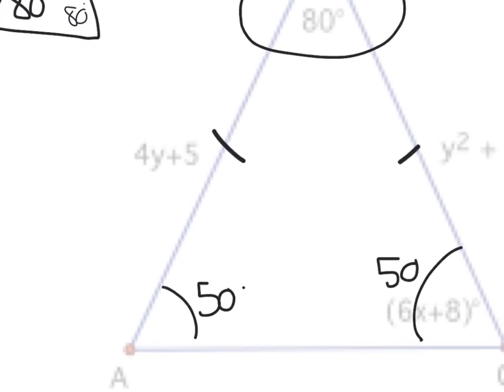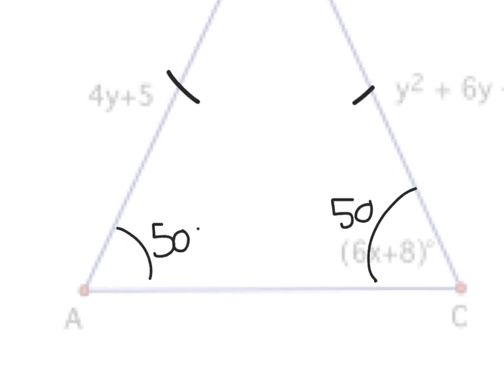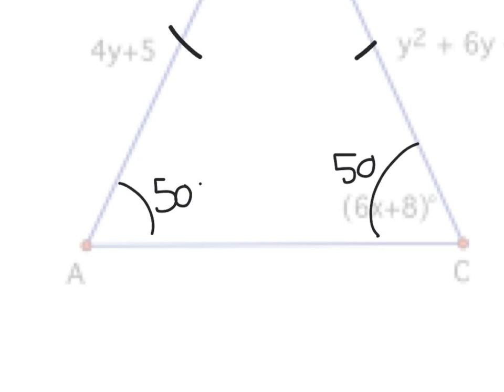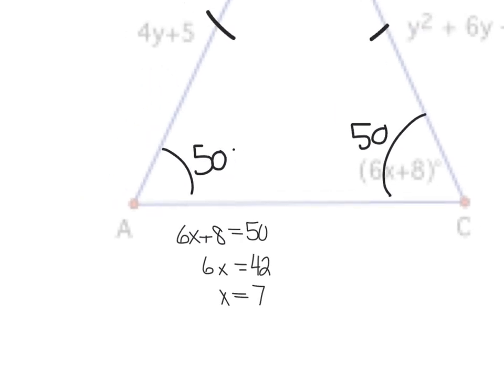So anytime you have an isosceles triangle, you only need one angle and you can find the other two missing angles. So again, here, the vertex angle was 80. That means the base angles have 100 degrees to share between themselves. So then I know 6x plus 8 has to equal 50. And I'm going to solve this for x. Subtract 8 and divide by 6. So x is going to end up equaling 7.